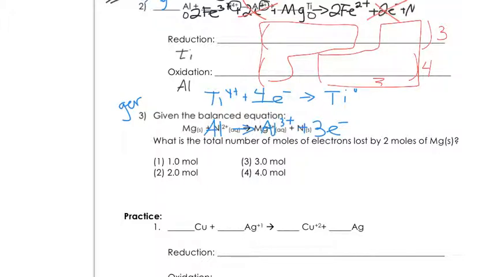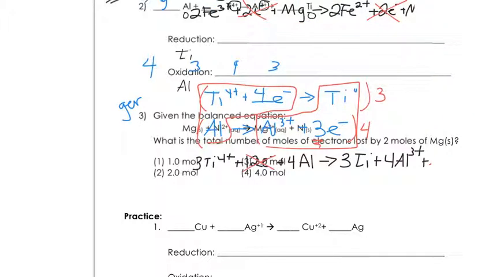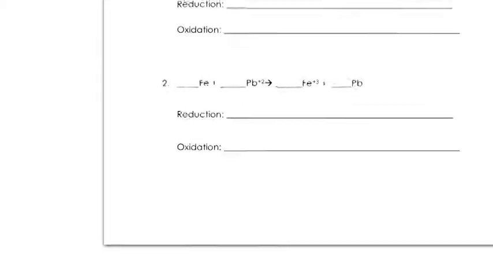Okay? So ultimately, I will get 3 Ti 4 plus, 12e minus, plus 4 Al yields 3 Ti plus 4 Al 3 plus, 12e minus. You'll check that everything is balanced, cancel your electrons, and copy over your coefficients. So 3, 3, 4, and there's no place for that 4, but it belongs there. We're going to skip number 3. It's not tested. Don't waste your time or energy.